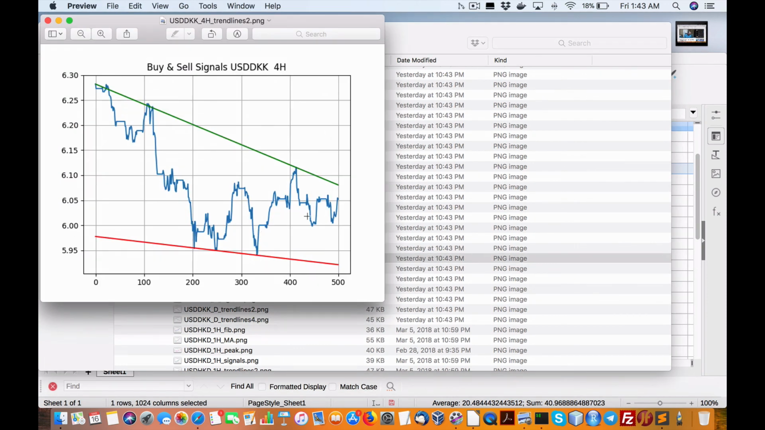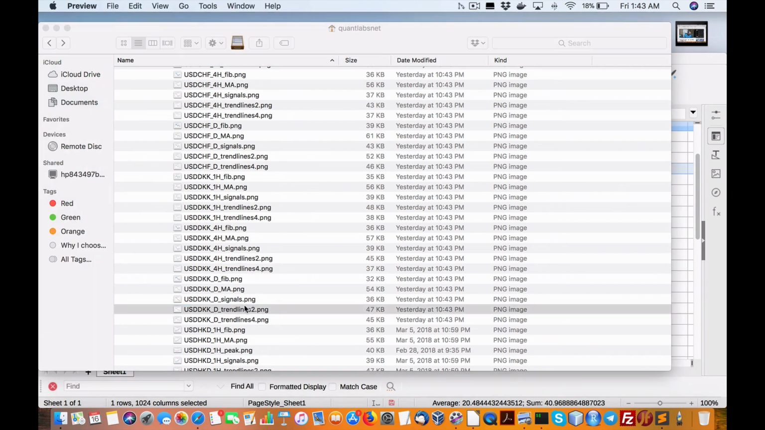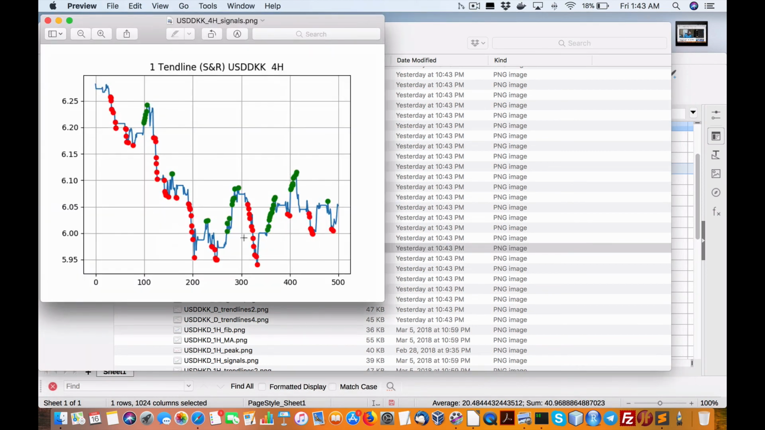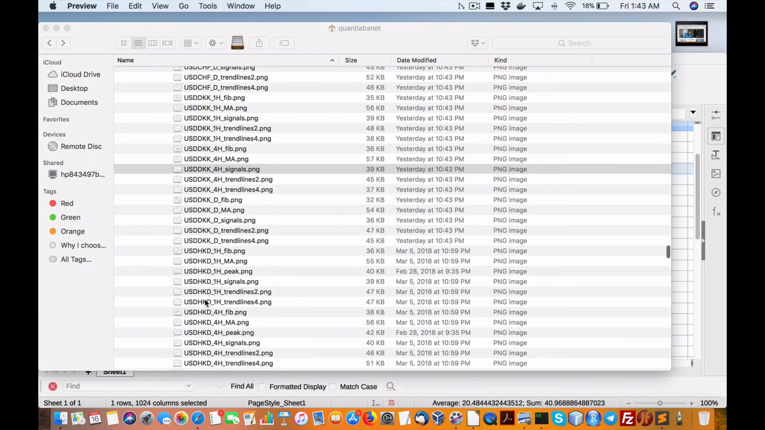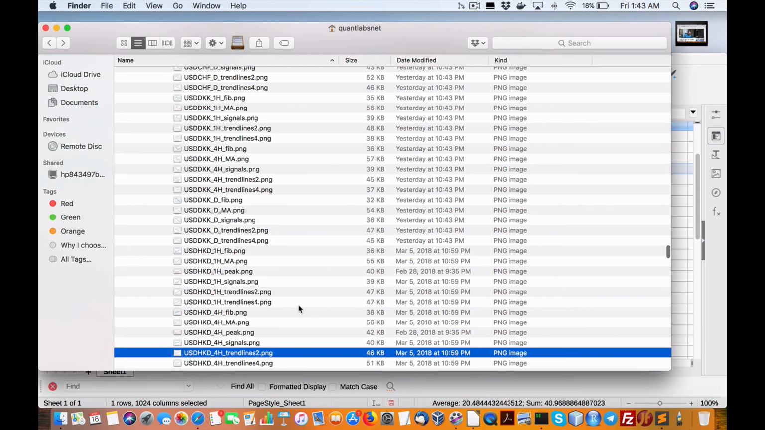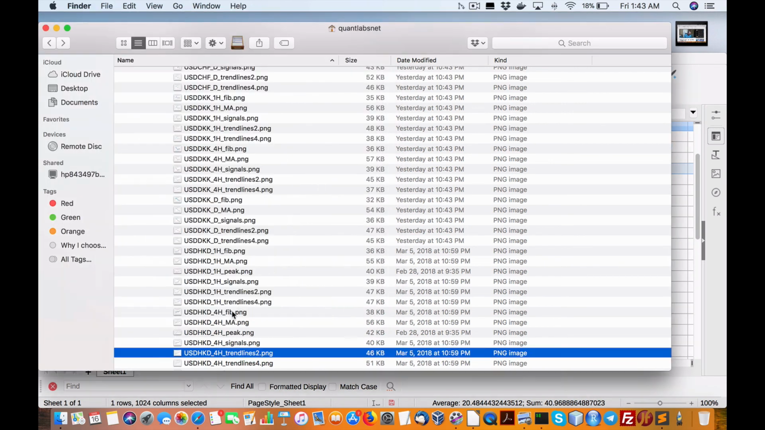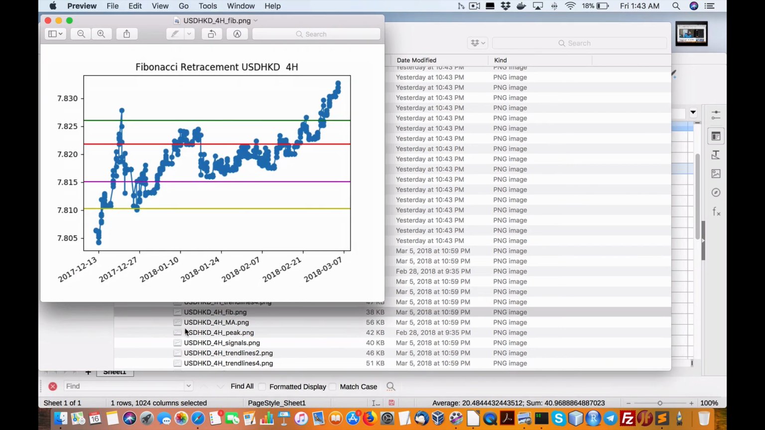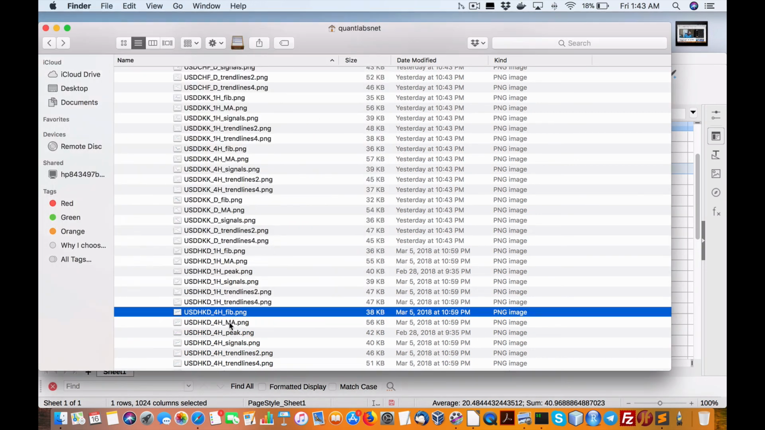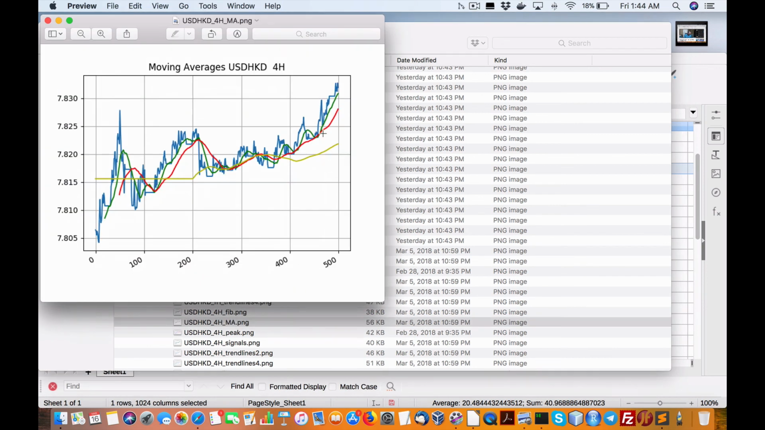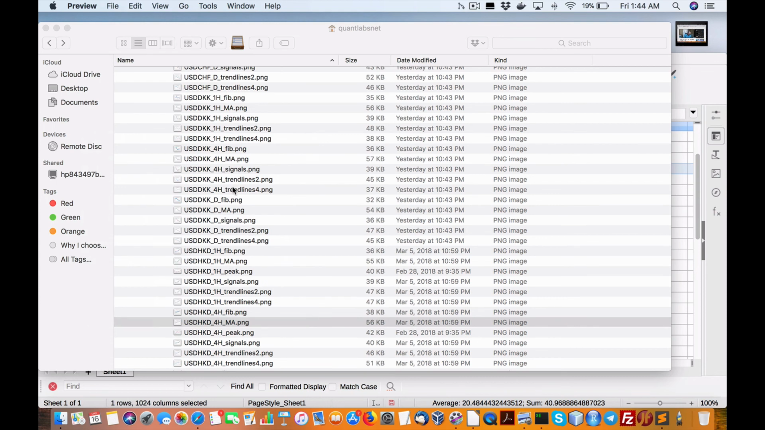US dollar, it's just down. Shorting opportunity for sure. Just evenly split. US Hong Kong dollar might be a decent one. There you go, it's moving up. Fibonacci says it's overpriced though. The 20 is quite a bit higher. This could be something to be interested in.